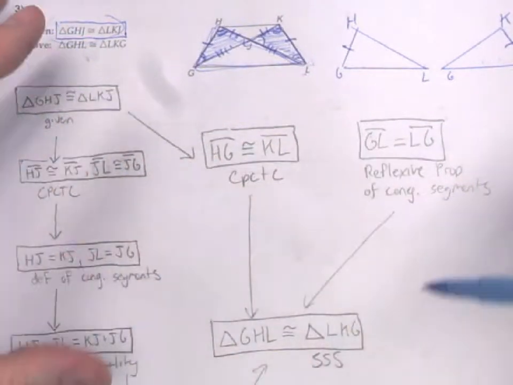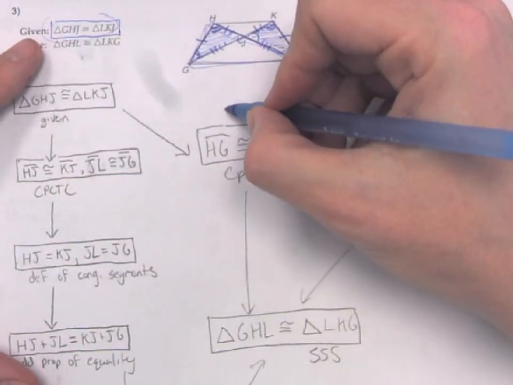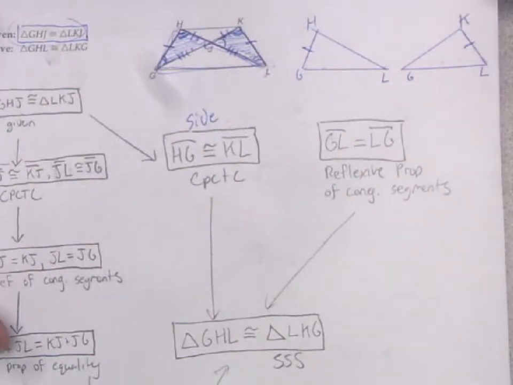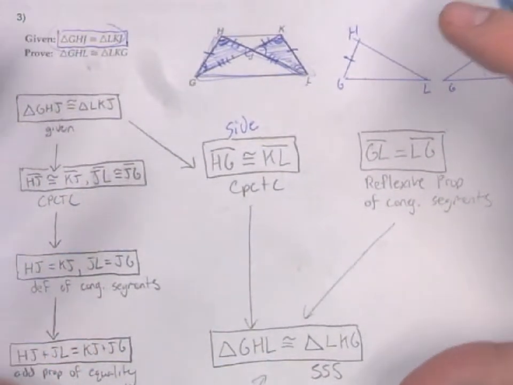Okay? So this pathway right here is giving me one of my sides of the triangles I'm after. Okay, we're actually going to use side, side, side on this one. Okay, we're going to come back to that idea in just a second, but let's talk about the easy stuff first.